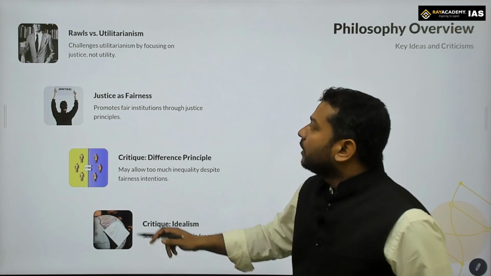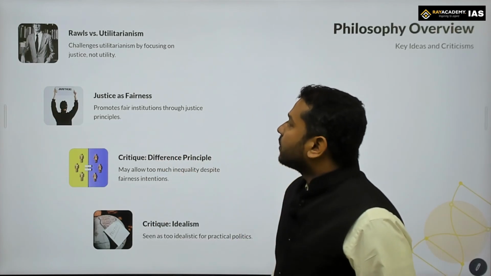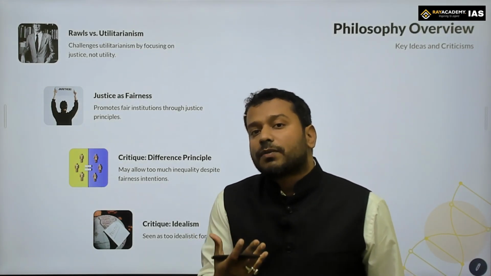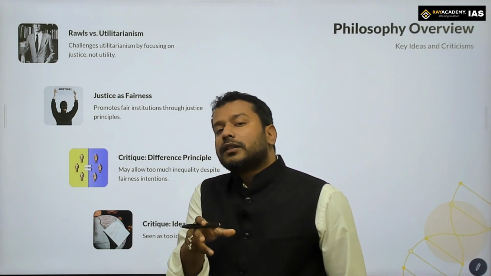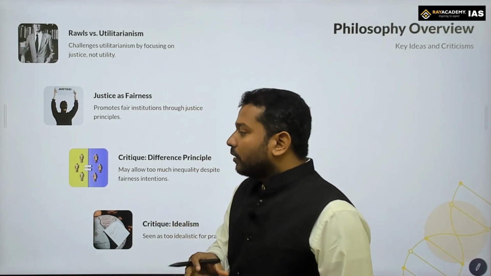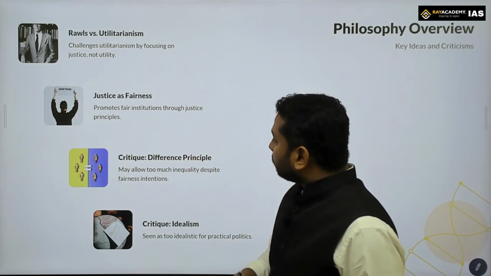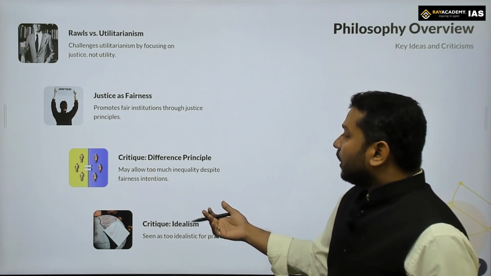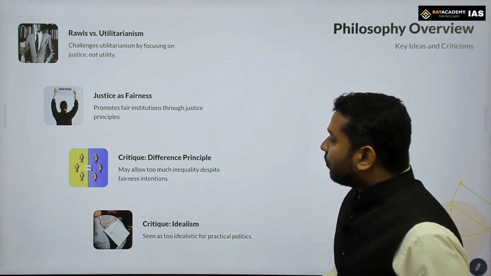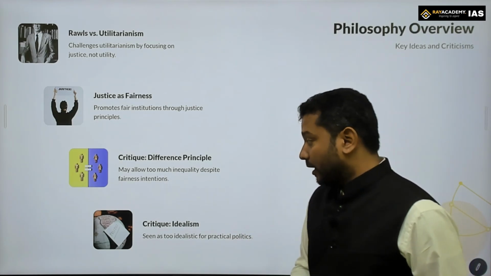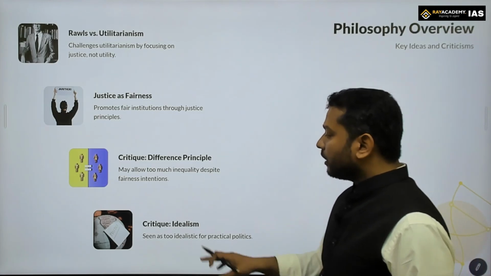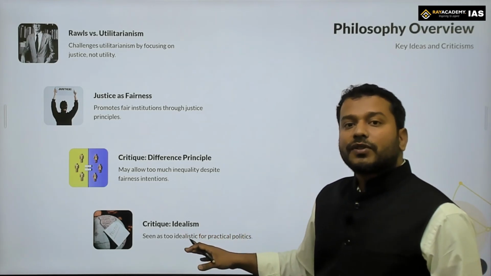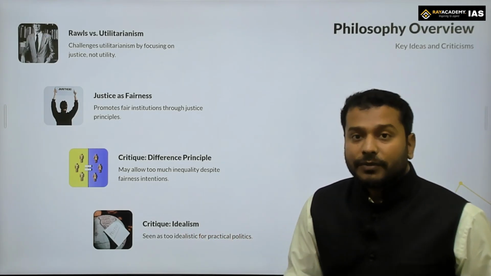At the same time, if you look into justice as fairness, John Rawls always says that there must be equality and justice within fair institutions. So critics say that the difference principle may allow too much inequality despite fair intentions. Yes, that is very much correct. At the same time, there is also criticism that John Rawls's theory of justice is a bit idealistic in nature.